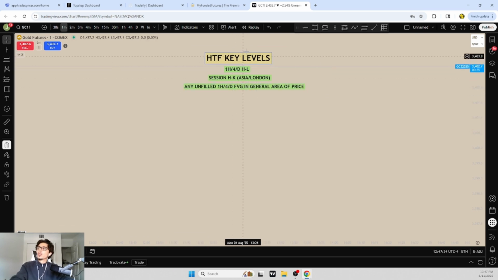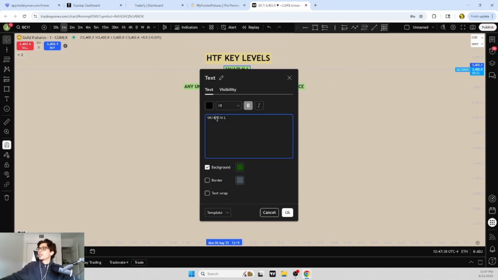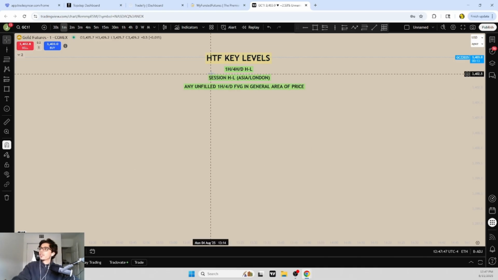So here are our three forms of higher time frame key levels: our hourly, our 4-hour, and our daily highs and lows in this general area of price. All right, we have our session highs and lows.